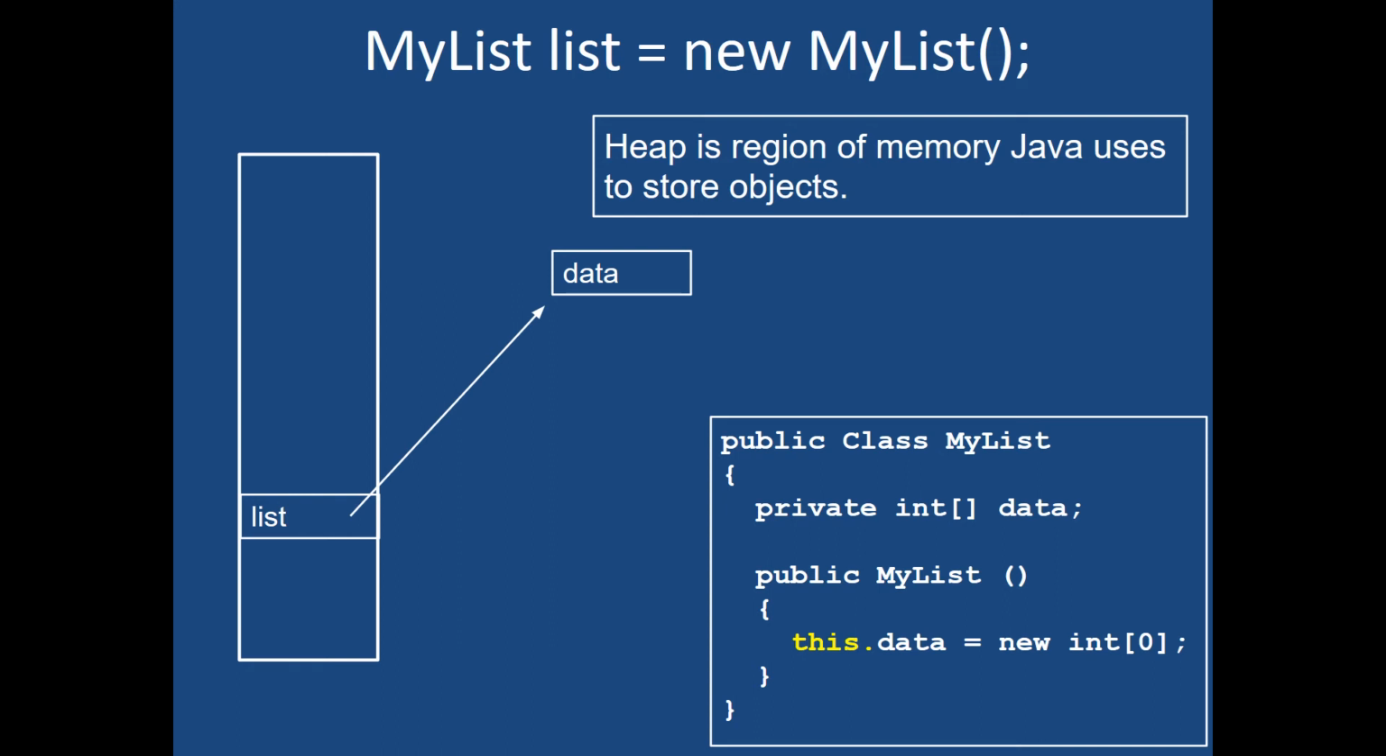Now, that object is not on the stack. It's stored in another piece of memory called the heap. So the heap contains objects. So the first step in calling a constructor is just to create the raw object that you need.